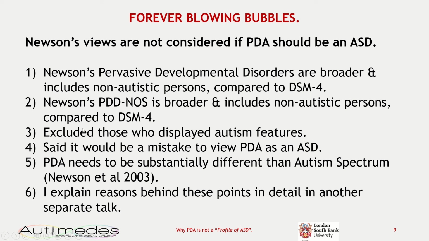So you also know that Newton excluded people who showed features of autism from a cohort, from a database. We know because she states flat out in a 2003 article, in the guidance notes, that it would be a mistake to view PDA as part of the autism spectrum. She also said that PDA needs to be substantially different from the autism spectrum. I go into the full reasons why this is problematic in a separate talk, which I've got a link to in the video's description.